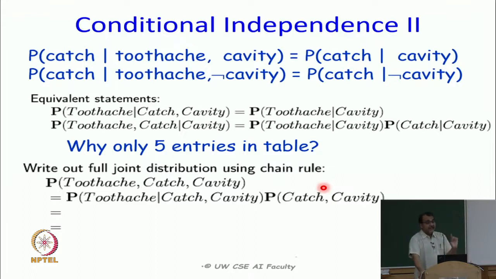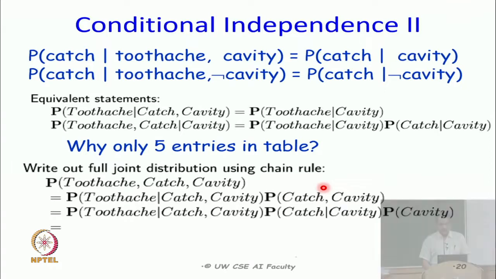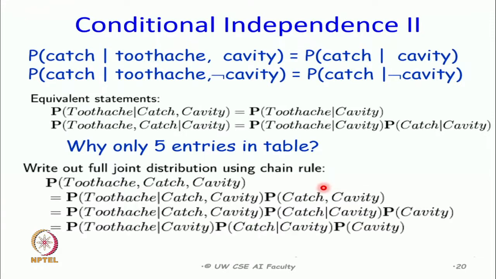Now by conditional independence, what do we know? Probability of toothache given catch comma cavity is equal to probability of toothache given cavity. Moreover, we can also divide catch comma cavity into 2 steps, catch given cavity and probability of cavity. So overall, we get probability of cavity times probability of catch given cavity times probability of toothache given cavity. So far so good. Now let us think about how many parameters do I need if I give you this factorization.